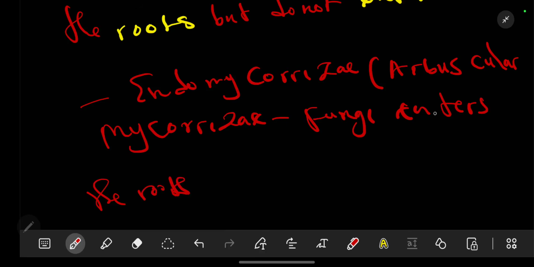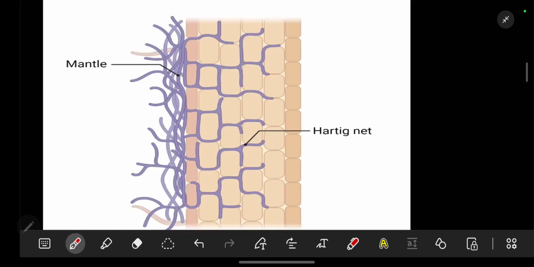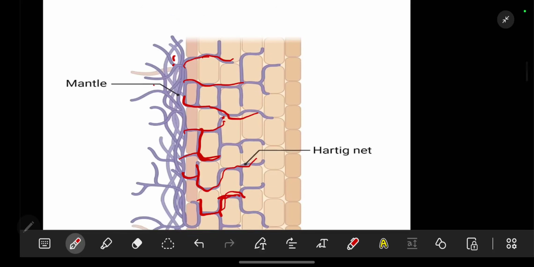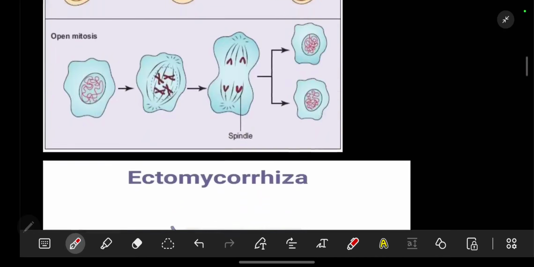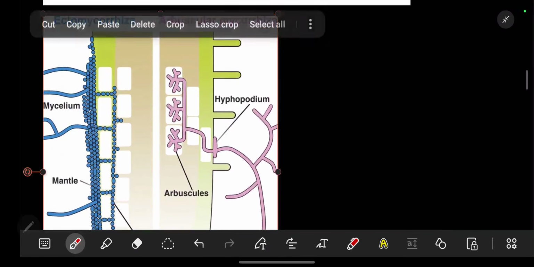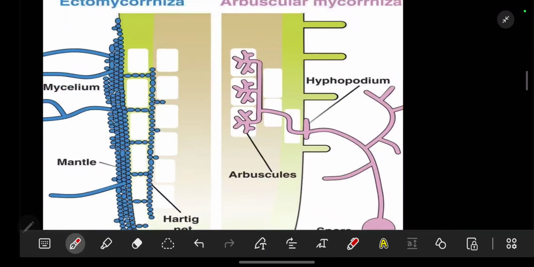Now let's bring in a diagram, the root cell. So let's say we have a cell here. All of these black things are fungi. So they are entering like that. So this is what we call endomycorrhiza, endo or arbuscular mycorrhiza. As long as they are entering, then it is called endo or arbuscular mycorrhiza. Then if we look at this one, this is the comparison.